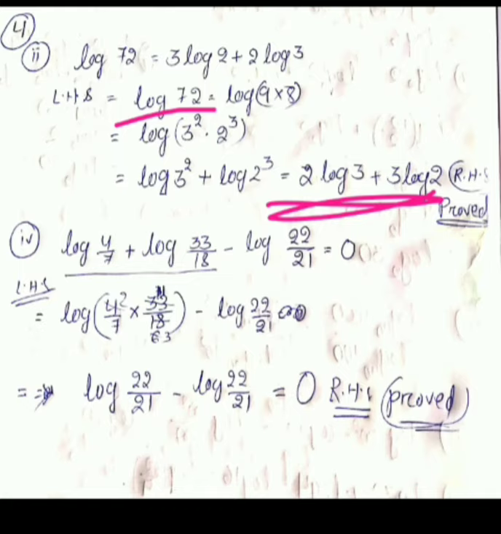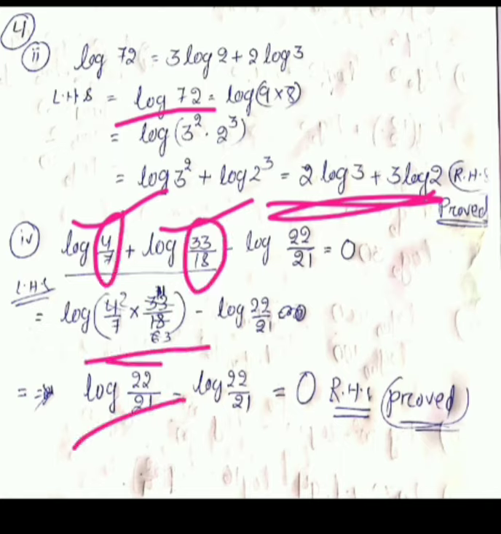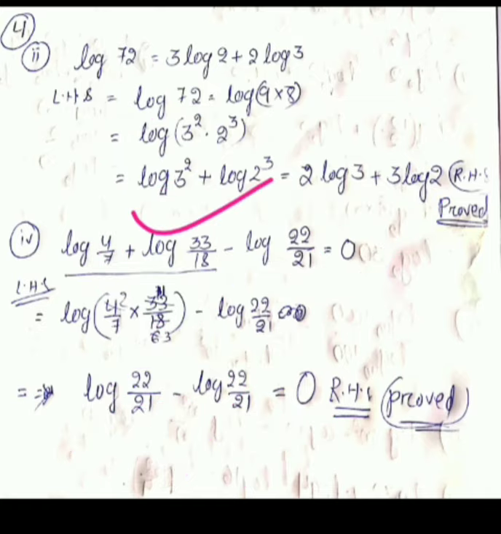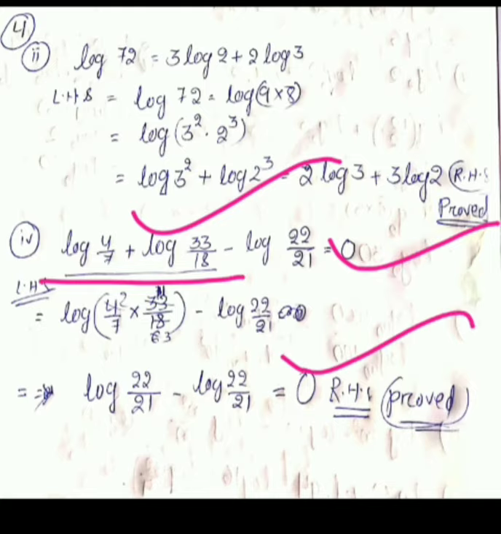Okay, now number 4, log of 4 by 7 plus log of 33 by 18 minus log of 22 by 21. These two are in addition, so obviously you have to follow the product law. By using the product law I have multiplied these numbers. Okay, so we got 22 by 21, and here already 22 by 21 is there. So these two will cancel out. We will get 0. So according to the question we got LHS equal to RHS. Here the LHS and RHS we got 0.